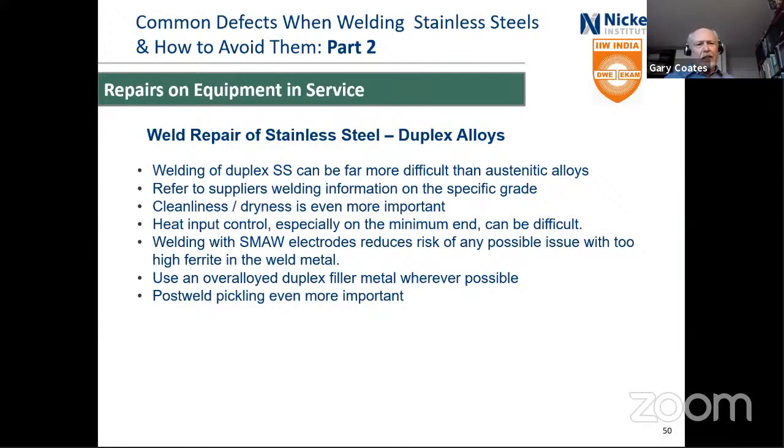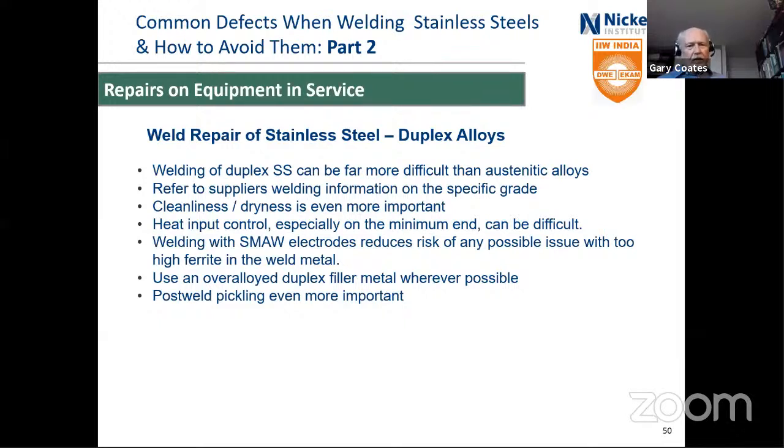The cleanliness and dryness is even more important. Any moisture on the surface, when you put a torch to it, like a TIG torch, you will generate hydrogen, the ferrite will embrittle, and you can end up with a lot of cracking. As I mentioned, the heat input control, there's a minimum heat input necessary for duplex stainless steels, which is not needed for the austenitic ones. So that means you can't put small welds on it in many cases.